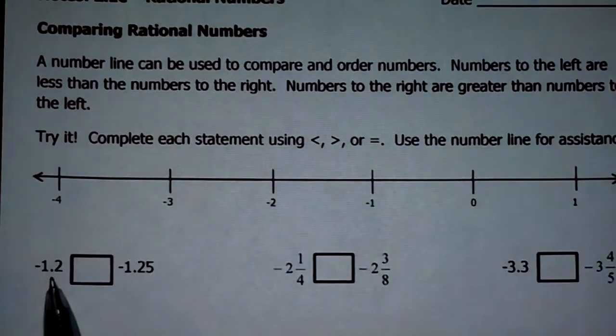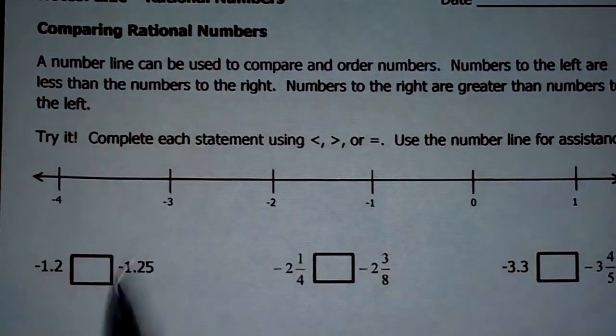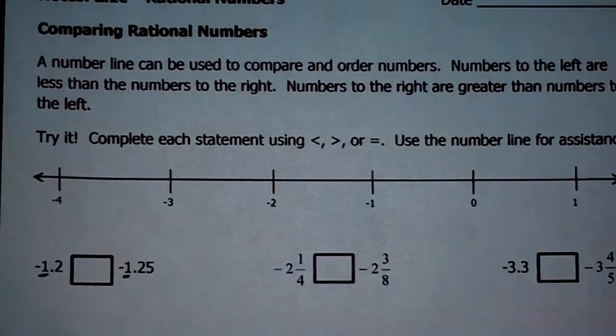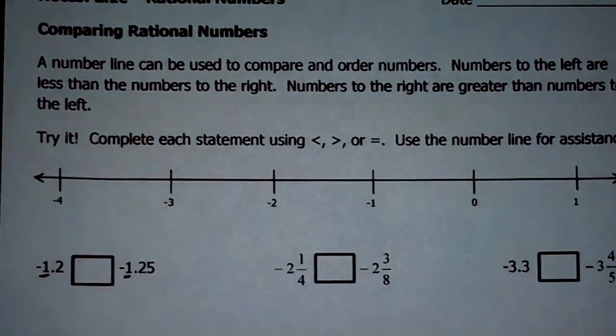So I have negative 1.2 and negative 1.25. They seem like they'll probably be pretty close, right? Because in the first place, I have a negative 1 and another negative 1. So same digit there. I know they're not equal because they're not exactly the same there, right? So let's place negative 1.2 on the number line.